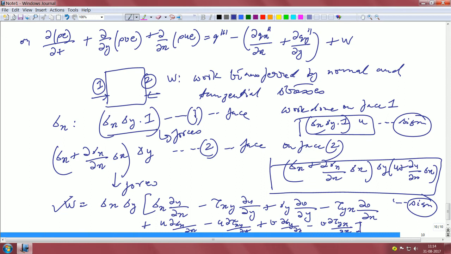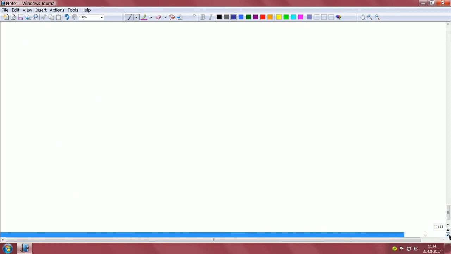Now, you have a huge expression for this. Fortunately or unfortunately, you will find that most of these terms do not make much of a contribution. But it is important to know the nature of these terms. So, that is what we have done.